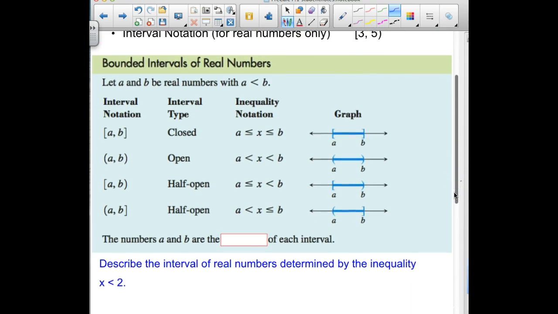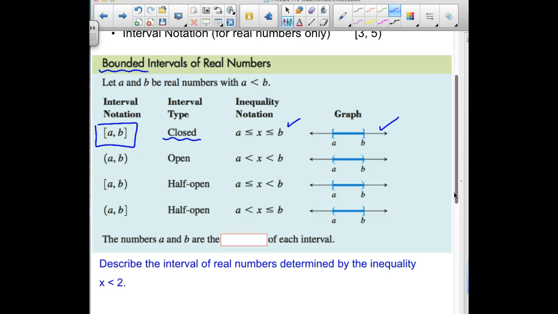All right, so let's look at a couple examples. In this case, we are looking at what we call bounded intervals, where there is an endpoint. It says let a and b be real numbers with a smaller than b. And again, we always put the smaller number on the left. In interval notation, if you see this, it means that a and b are both included. That's what the squared brackets mean. All right, so we have our graph here. In inequality notation, we would say a is less than or equal to x and x is less than or equal to b. We refer to this as closed since both endpoints have an exact cutoff.